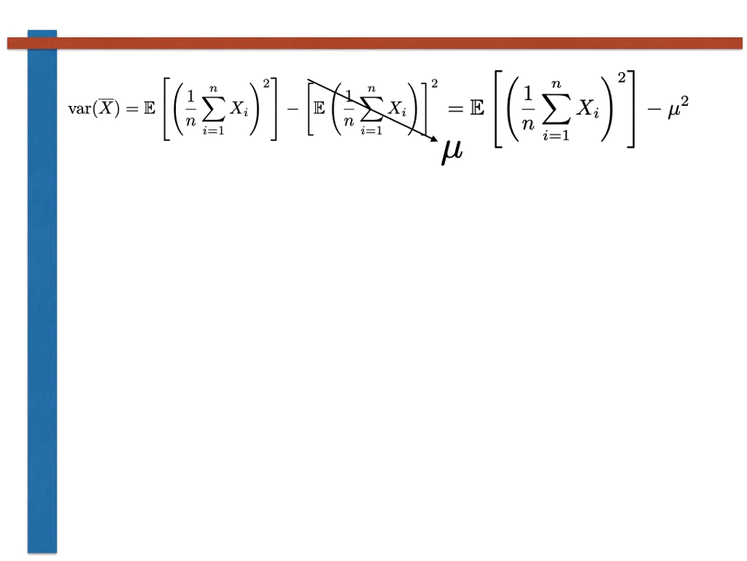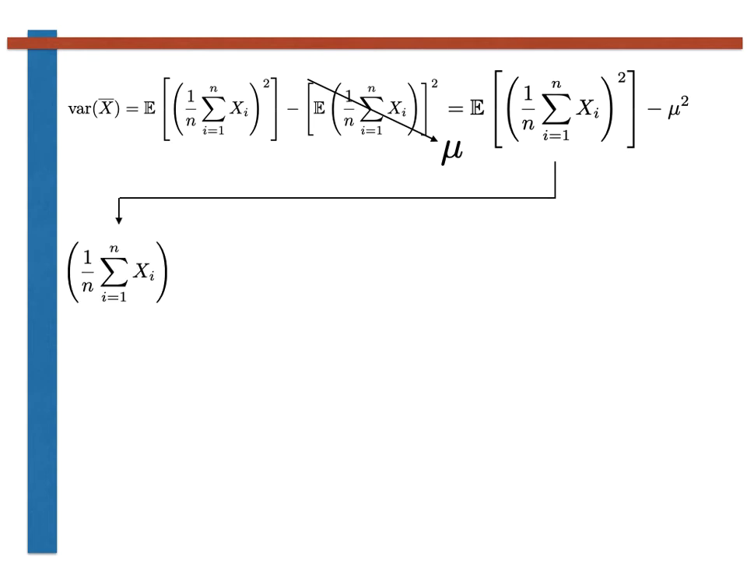Let's now turn to the sum that appears within the square. Let's forget about the expectation first of all, and just consider the square of the sum. We can rewrite this square as follows by writing out the square and the sums explicitly, and by doing the easy bit of the calculation, the squaring of 1 over n.